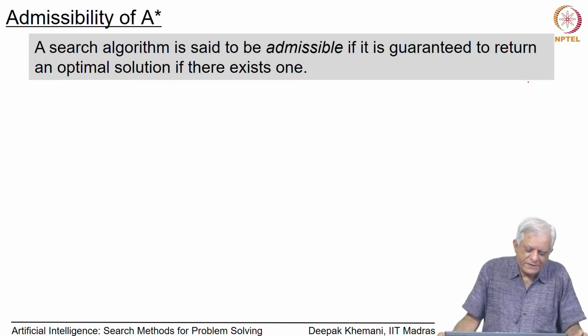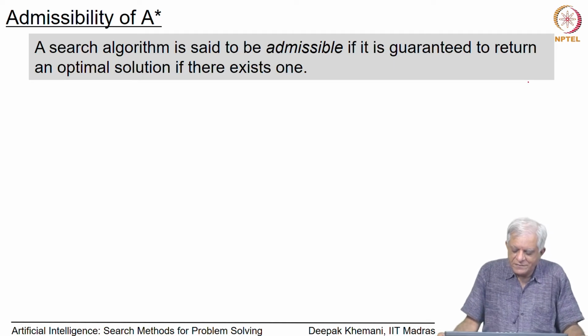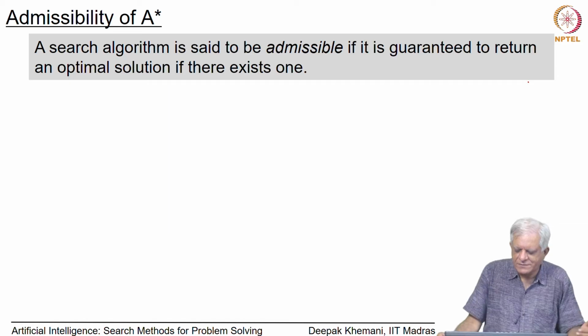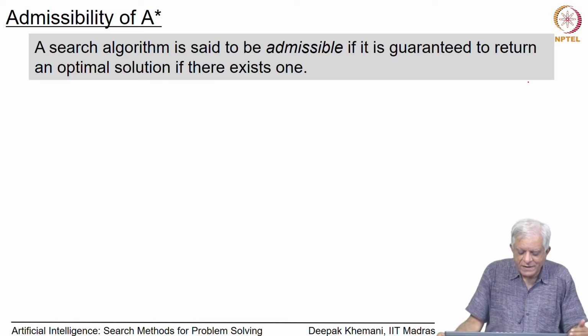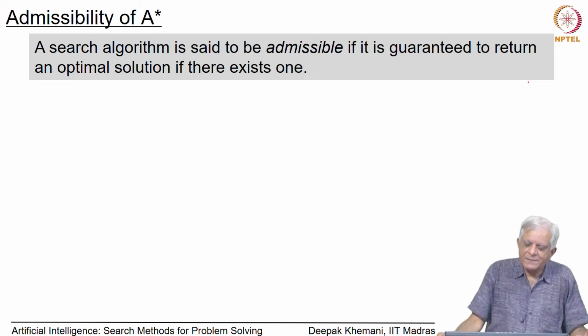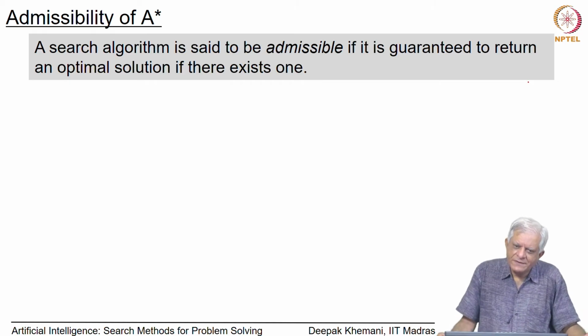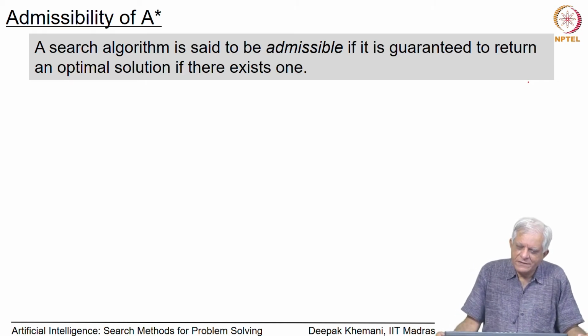So, we say that a search algorithm is said to be admissible if it is guaranteed to return an optimal solution if there exists one. The only condition we are stating here about the graph, apart from some more conditions that we will state, under which it will be admissible, is that by admissible we mean that if there is a path to the goal, then the algorithm returns the optimal path to the goal.